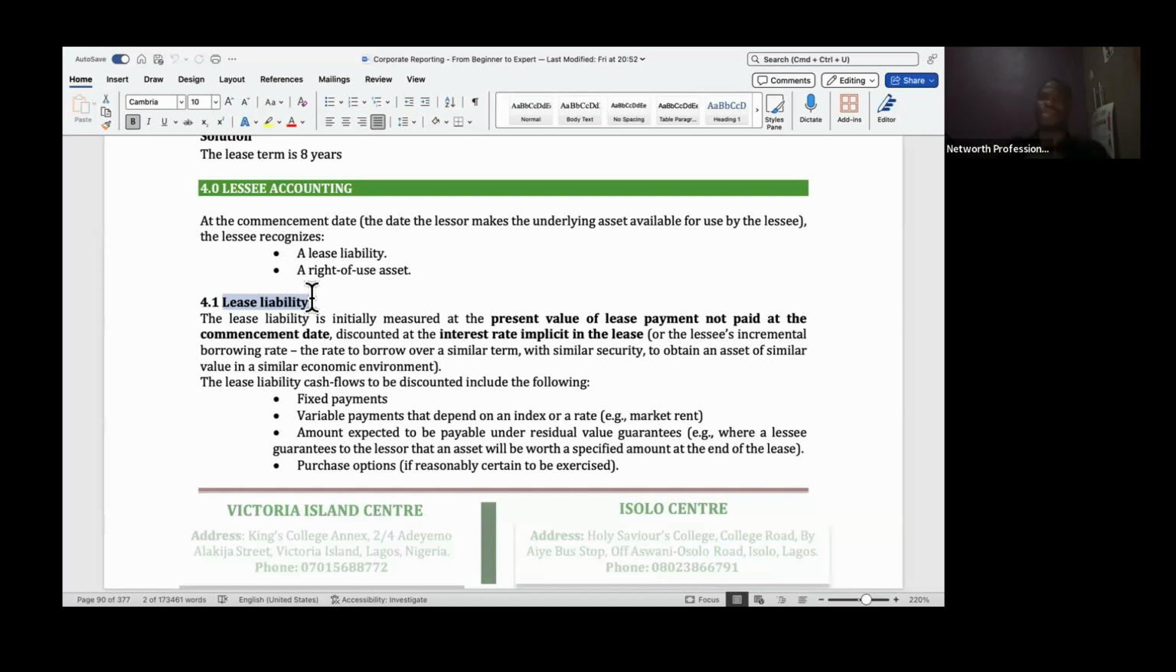For the lease liability at the commencement date, you need to recognize the present value of the lease payments not paid at the commencement date. Of course, it has to be the one you have not paid, because it is that one that will be a liability. Present value comes in because it has to do with future payments. Anytime we are dealing with future payments and reporting, we would have to get the present value, and that at the commencement date.